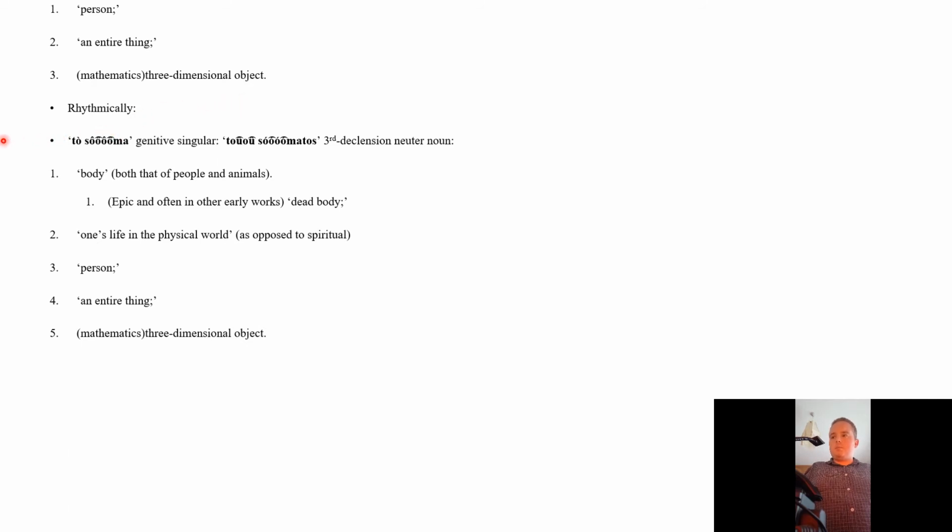Rhythmically, to soma, genitive singular tou somatos, and this is a third declension neuter noun. Body, both that of people and animals, epic, and often in other early works, dead body. One's life in the physical world as opposed to spiritual. Person, an entire thing. Mathematics, three-dimensional object.